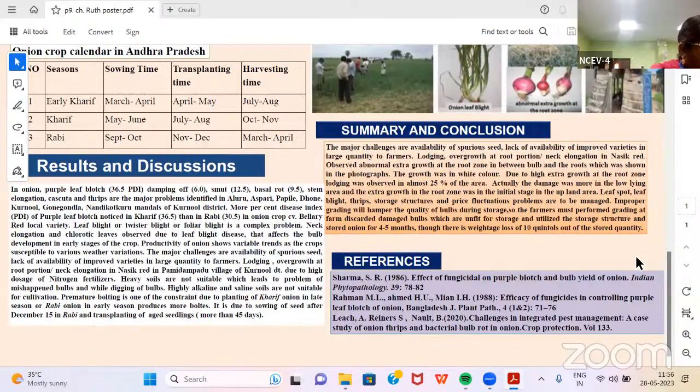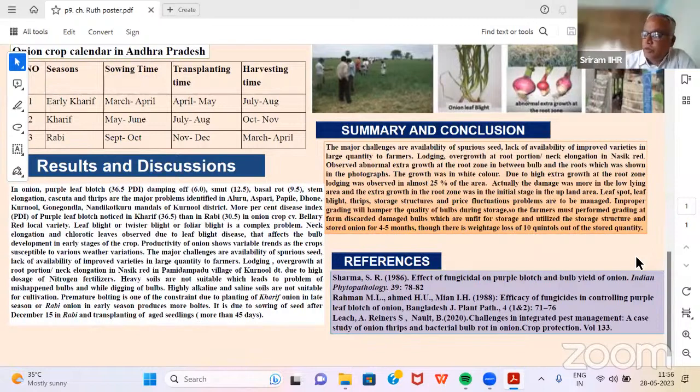The farmers are suffering from price fluctuations. Storage structures are available, but the farmers are not accepting these storage structures, and these are the major problems in onion cultivation. Thank you, sir. Thank you.